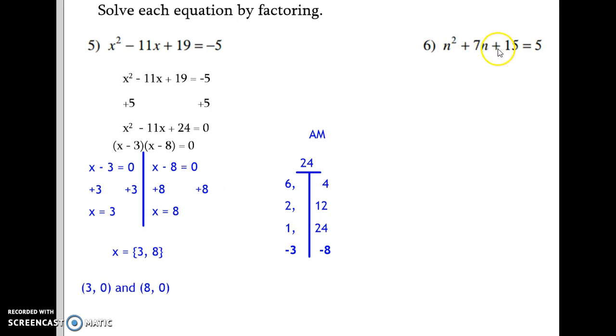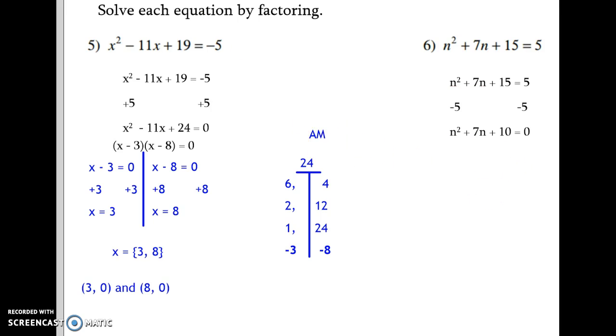On the other side, we have a similar dilemma that we had on this side. It's not equal to 0 yet, so all we're going to have to do is set it equal to 0. You can see I've rewritten the equation here: n squared plus 7n plus 15 is equal to 5. In order to solve this for 0, we're going to subtract 5 from both sides. So 5 minus 5 on the right-hand side is going to give us 0. On the left-hand side, we'll just have n squared plus 7n, which is exactly the same, but 15 minus 5 is going to give us plus 10. And it's equal to 0.